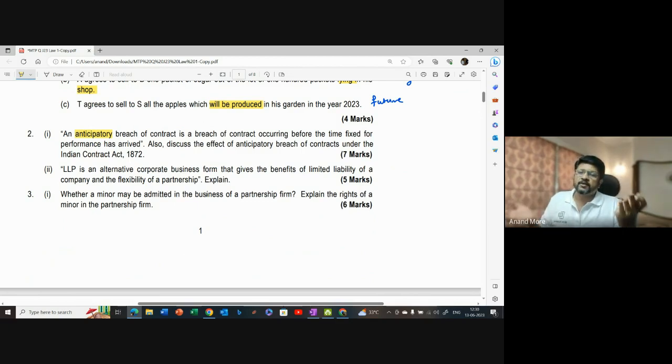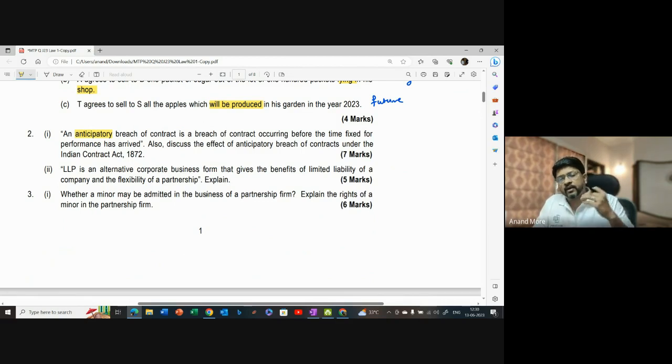Now, what are the benefits of anticipatory breach? In case of anticipatory breach, the party to whom anticipatory breach is communicated has 2 different options, either to cancel the contract immediately or to continue with the contract, and then to allow the contract either to get completed or to get dishonored or to get broken on the due date.